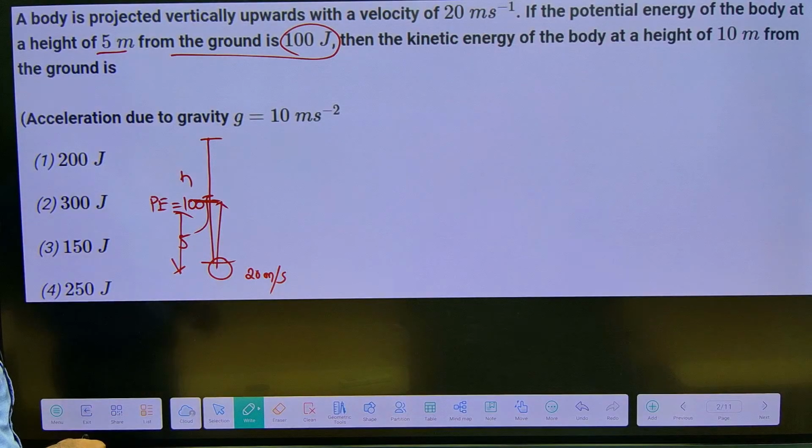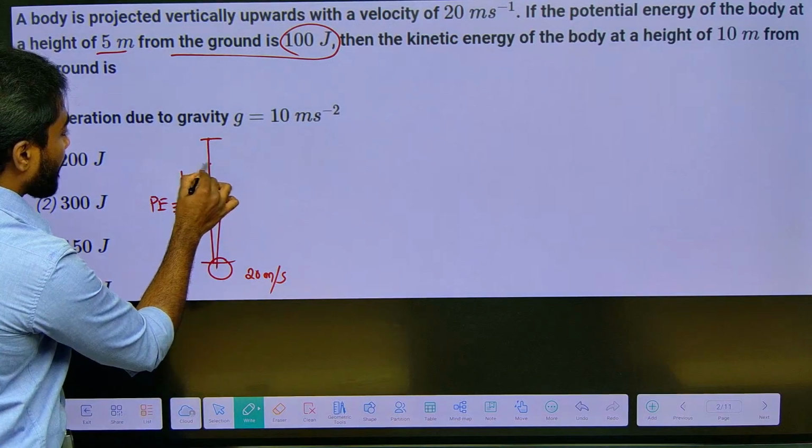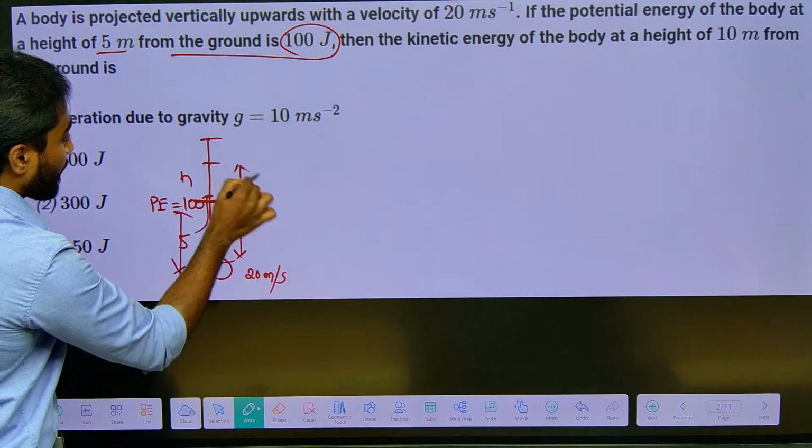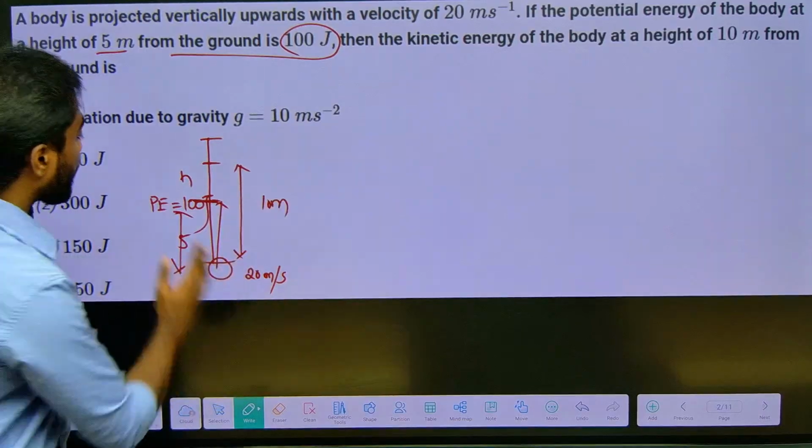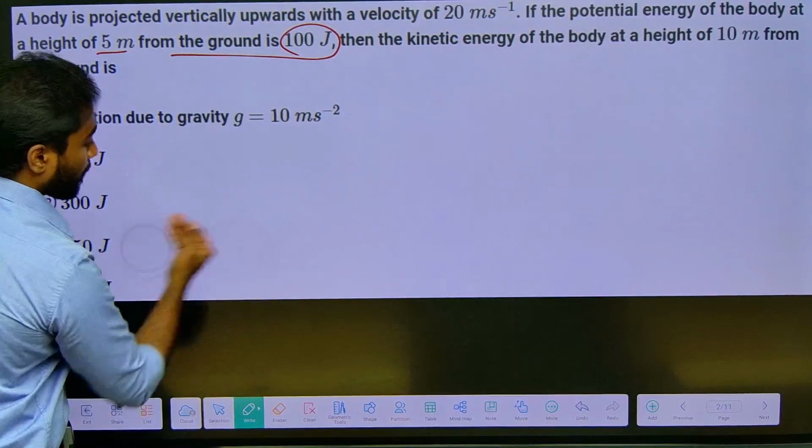Then the kinetic energy of the body at a height of 10 meter. Let me take this height. The height is 10 meter. Let me draw the clear diagram. Okay, wait a minute.